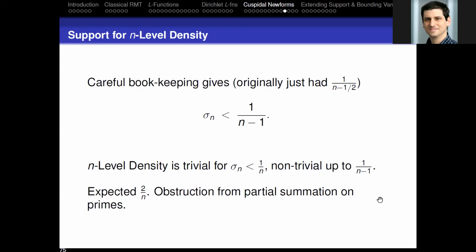And most of the terms can be handled without too much trouble. Some terms can be handled with a great deal of trouble. And there's one or two terms that we're still just trying to finish, but we're guardedly optimistic. And what's nice about this is that the larger support we have, the better results we can get on vanishing. So one way to get better results on vanishing is to look at higher level densities. Another is to increase the support. But it becomes harder and harder and harder to make the support larger and larger and larger.